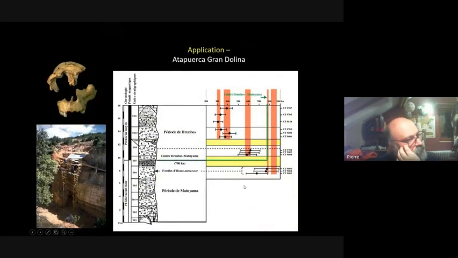This method, you know very well. It's very useful and very used in many different sites because the main importance of this method is that you date directly an archaeological fact, the death of an animal, and if you can prove that the animal has been eaten or hunted by humans, you have a direct dating of an archaeological level.